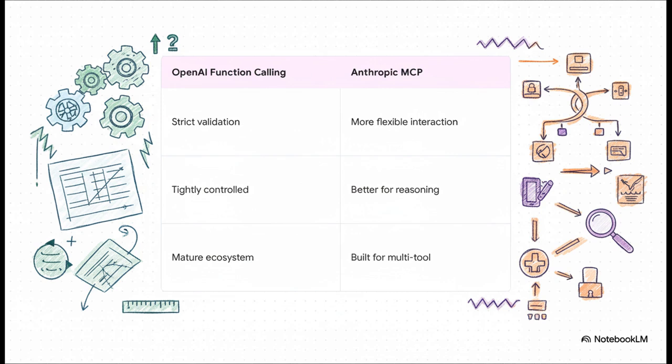Then you have Anthropic's approach with MCP. It's newer and a lot more flexible. It's built for those messy, multi-step workflows where the AI might need to try a few things, see what works, and maybe even correct itself along the way. It's less like an instruction manual and more like a whole creative toolkit.